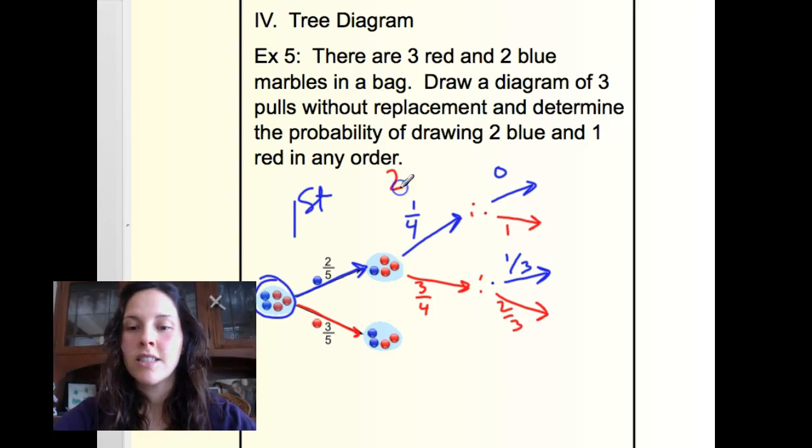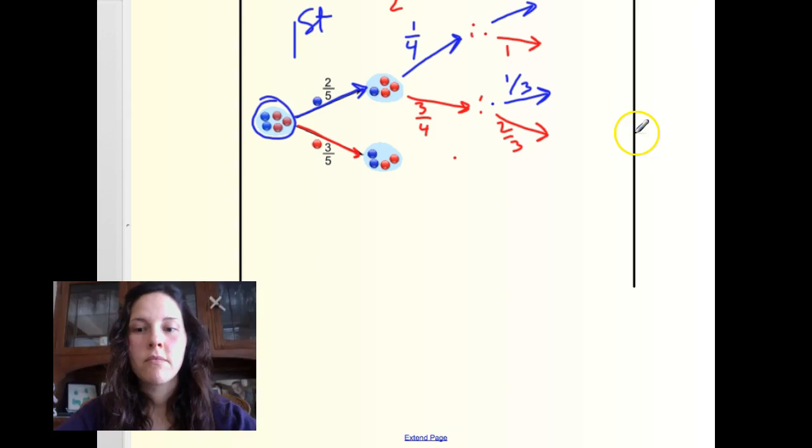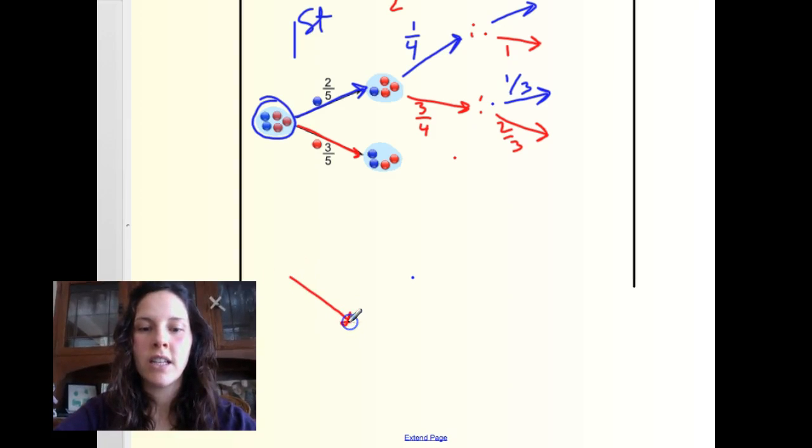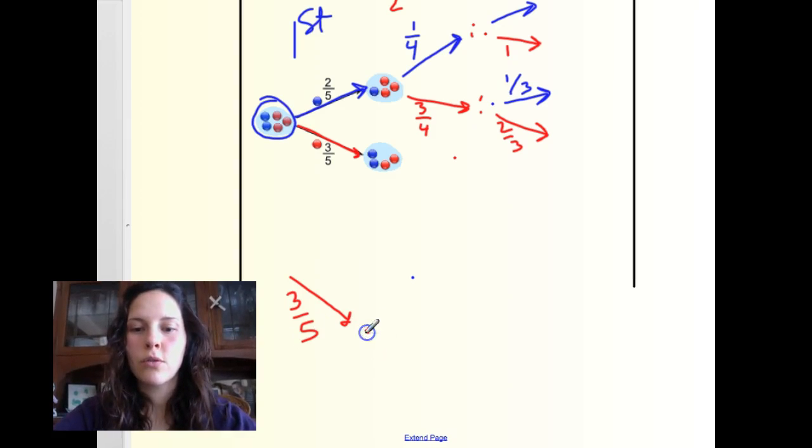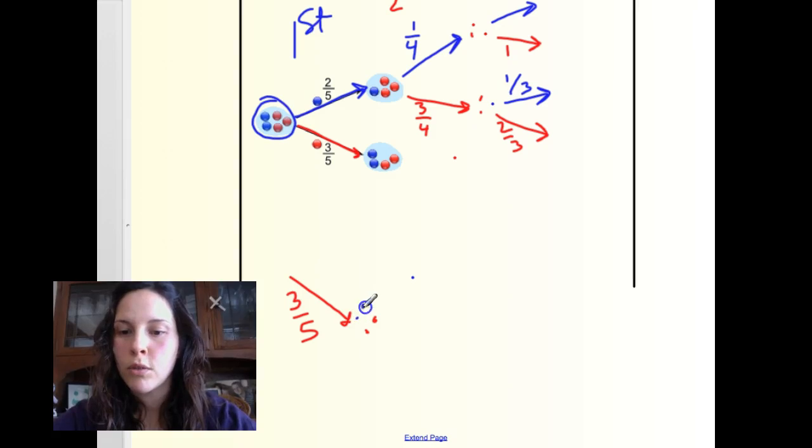This line here was our second pull if we got blue on the first pull. We haven't looked at what would happen if we got red on the first pull. And then this would be the third pull if we got blue on the first pull and then red or blue on the second. So now we're going to take a look at the second option if we drew red the first time around. I made my tree diagram a little too big because I'm running out of room for my blue marbles, so I'm going to move my first pull down if I got the red one. Here is my red line, and that was a 3 out of 5 chance of happening. And there were 2 red and 2 blue marbles left.